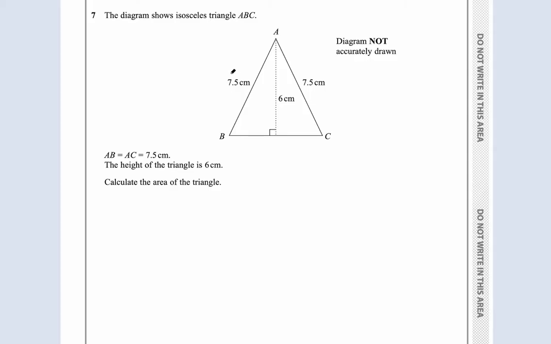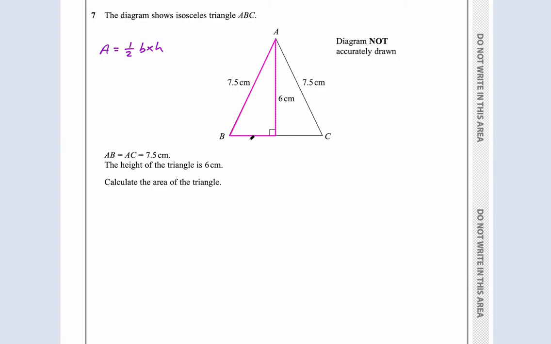Okay, we have a nice isosceles triangle, and we want to find the area of the triangle. To find the area of a triangle, we need a half base times height. We have the height, we just need the base. To find the base, I can use Pythagoras' theorem, because this is a right angle triangle, guys. They very clearly show you a right angle triangle.